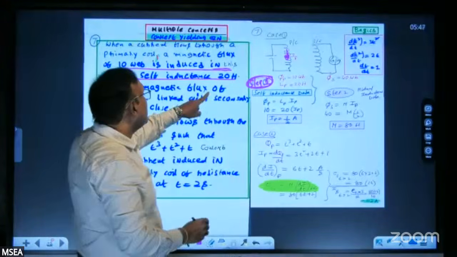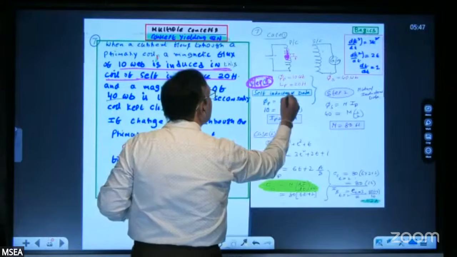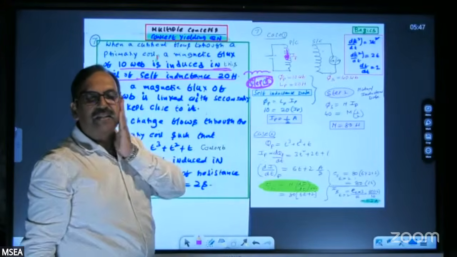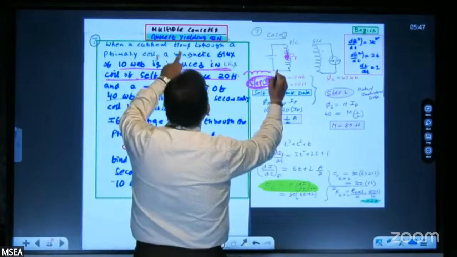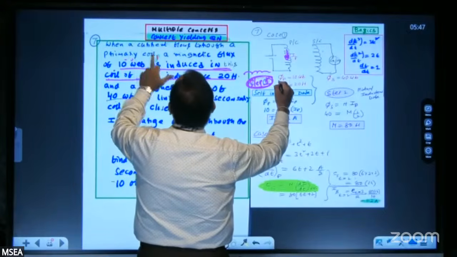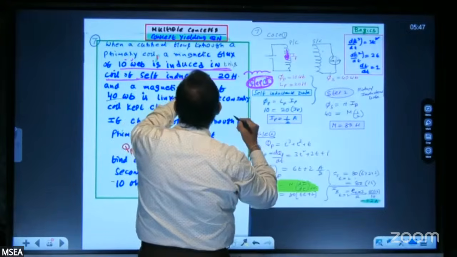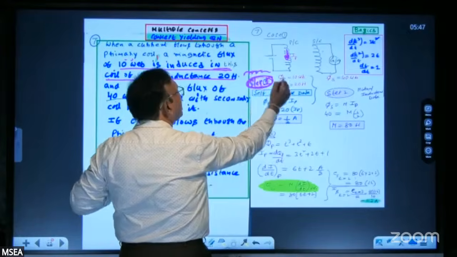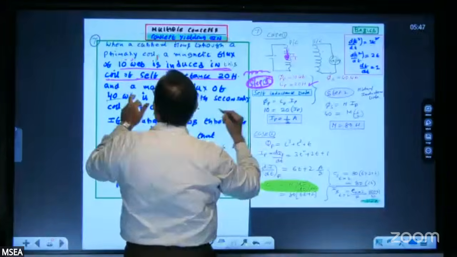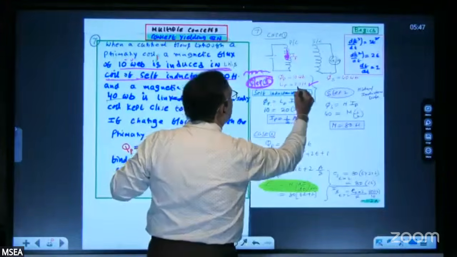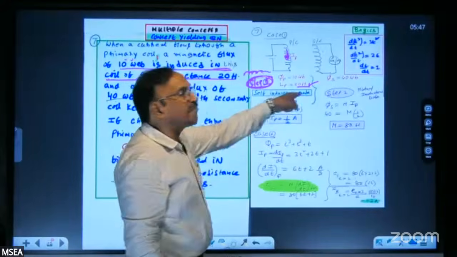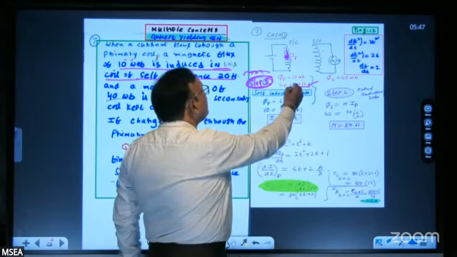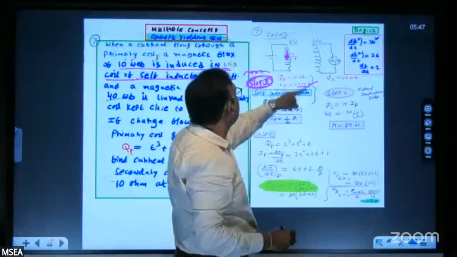Now in step 1 there is a coil like this through which current is flowing. When a current flows through a primary coil, a magnetic flux of 10 Weber is induced in this coil of self-inductance 20 Henry. Because of the current flowing, 10 Webers of flux is being developed.